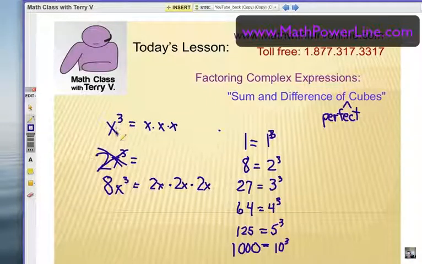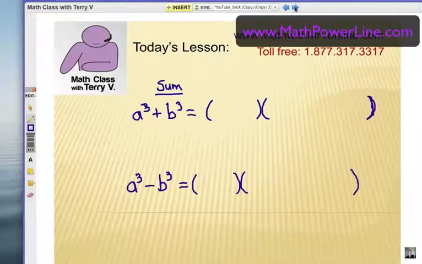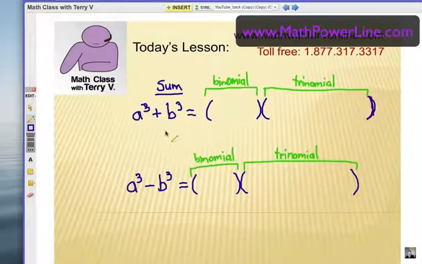All right? This takes a little repetition and practice, but here's the general pattern when we're trying to factor the sum and difference of perfect cubes. When we factor the sum or difference of cubes, we get a very easy pattern. It's always the same. It's very consistent. We have a binomial times a trinomial in both cases.